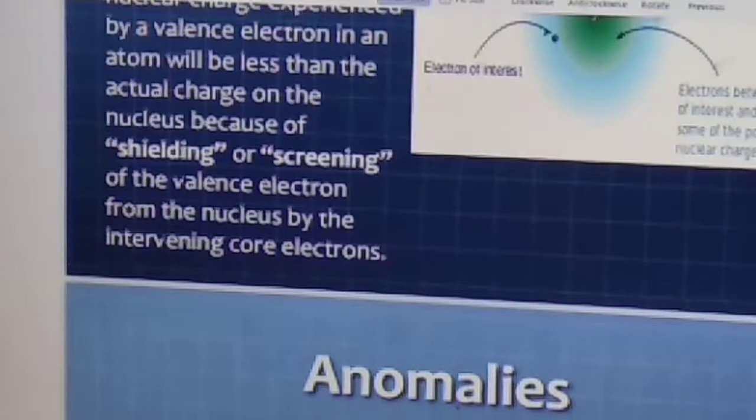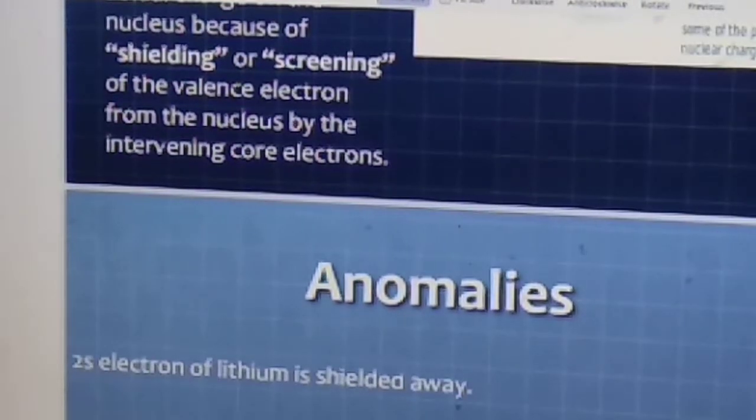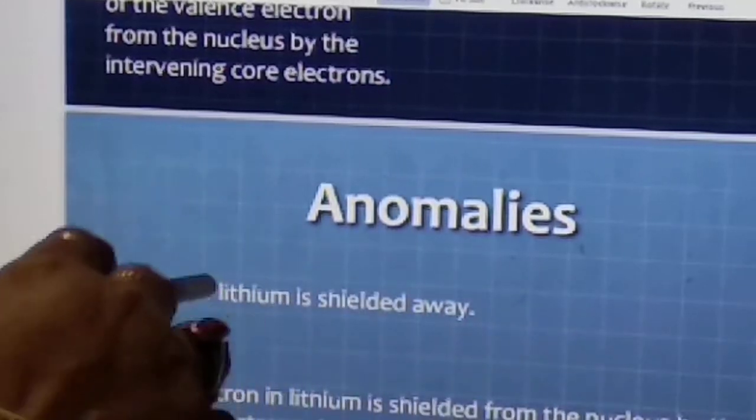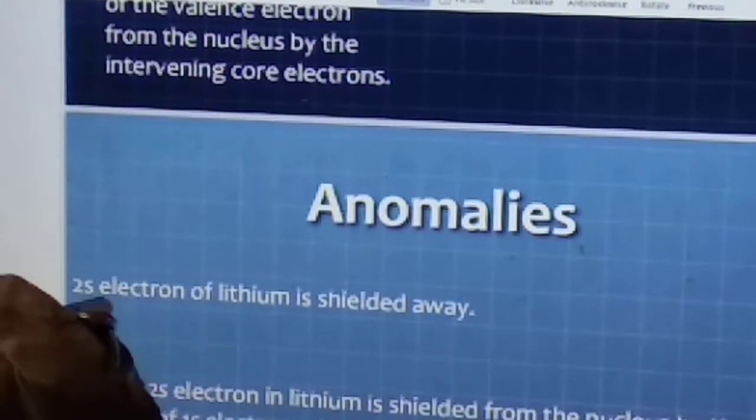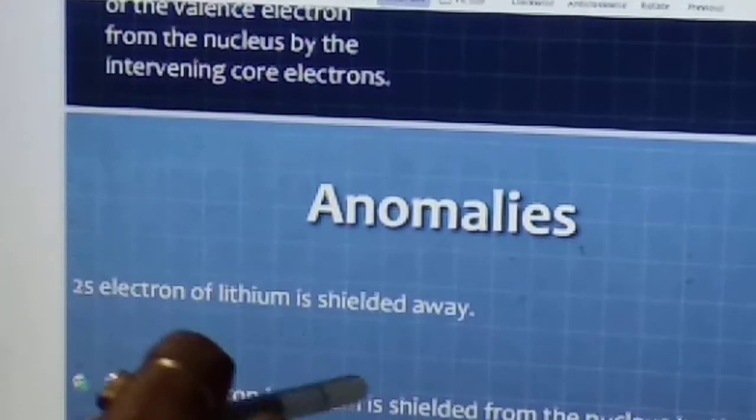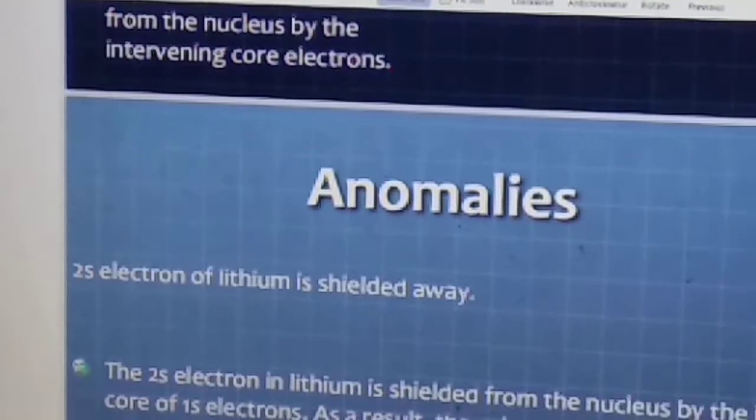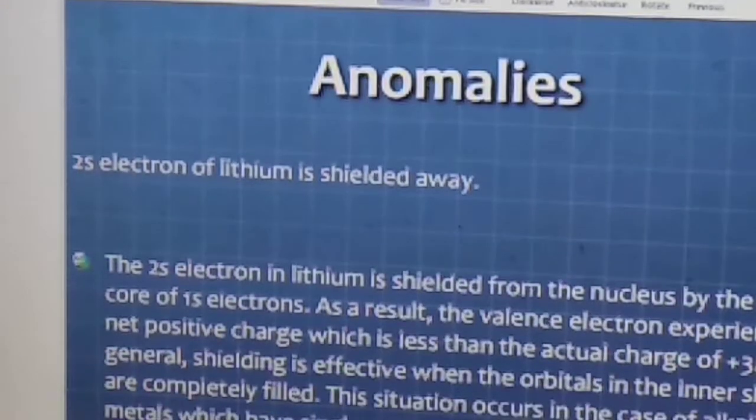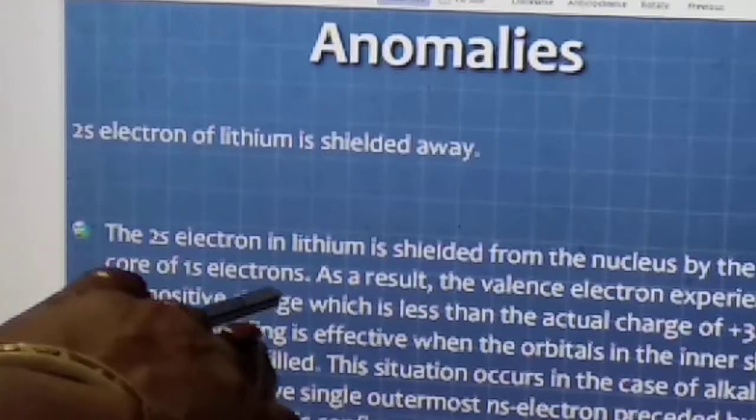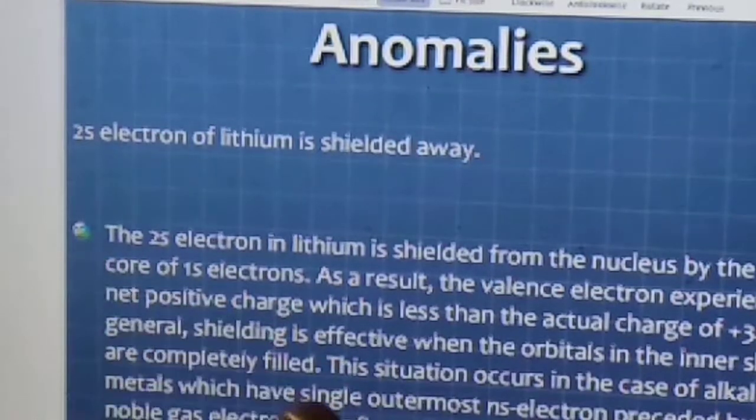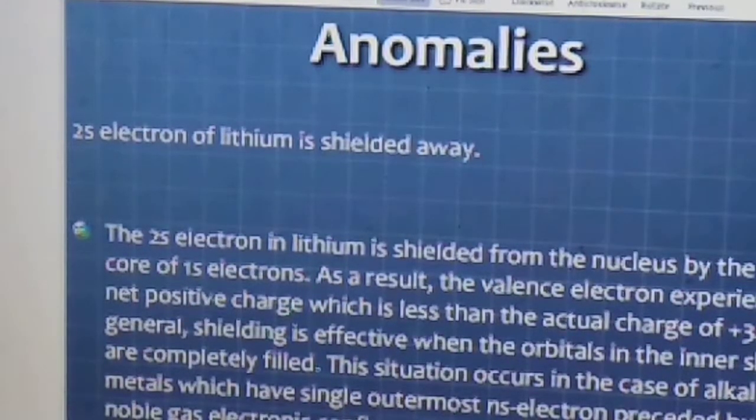Now there are some anomalies. The 2s electron of lithium is shielded away by the 1s electron. The atomic number of lithium is 3, electronic configuration 1s2 2s1. So the 2s1 electron, the valence electron, my dear children, experiences the shielding effect from the 1s electron. The 2s electron of lithium is shielded from the nucleus by the inner core of 1s electron. As a result, the valence electron experiences a net positive charge which is less than the actual charge of plus 3.